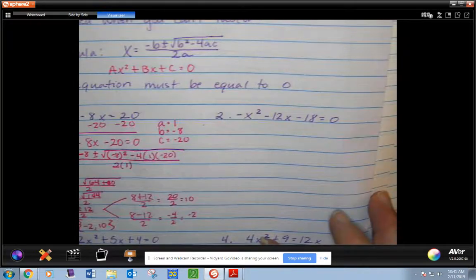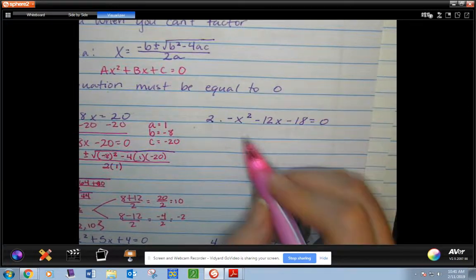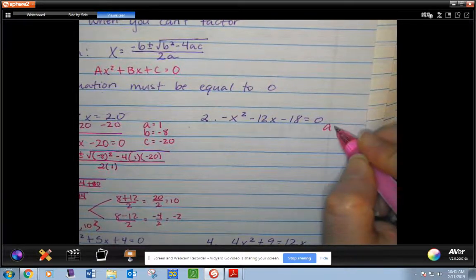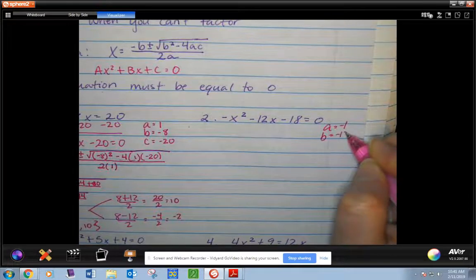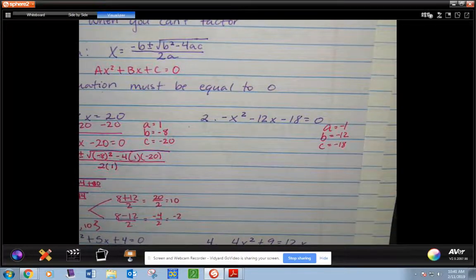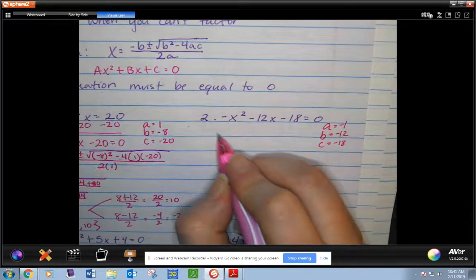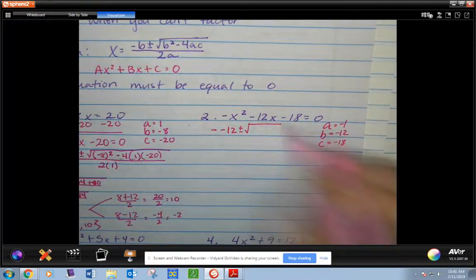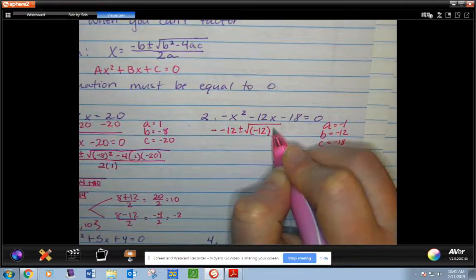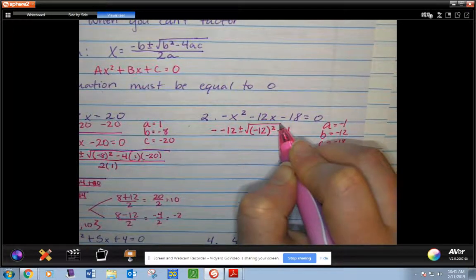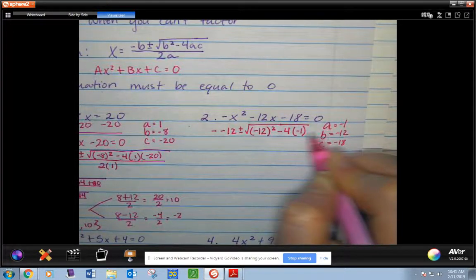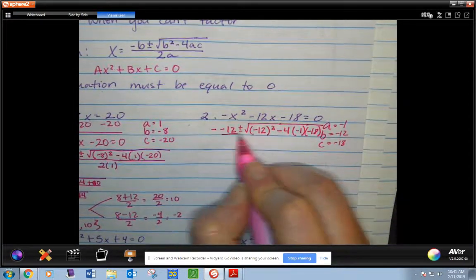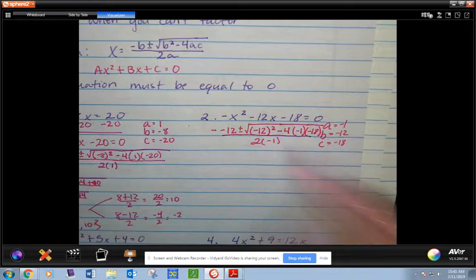Okay, moving to example 2. I already have this equal to 0, so I'm going to come over here. Negative x squared minus 12x minus 18. a equals negative 1, b equals negative 12, and c equals negative 18. I'm going to plug in my formula, negative, and then I plug in b, which is negative 12, plus or minus the square root, plugging in b with negative 12 squared, minus 4 times a, which is negative 1, times c, which is negative 18. All of that divided by 2 times negative 1.